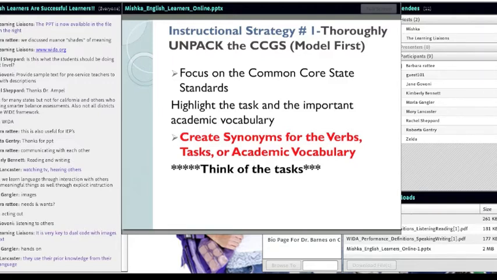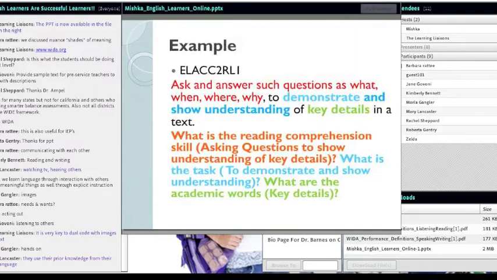For example, you have to create synonyms for verbs, tasks, or academic language. You have to think about the task. All right, so I have some examples for you. This is a Common Core standard. And it's basically a 2nd grade standard, and it says, ask and answer such questions as what, when, where, why to demonstrate and show understanding of key details in a text.